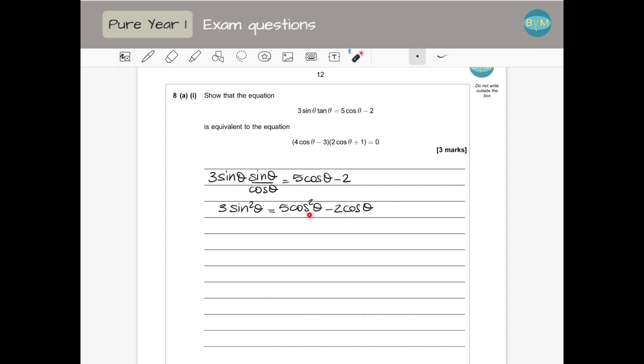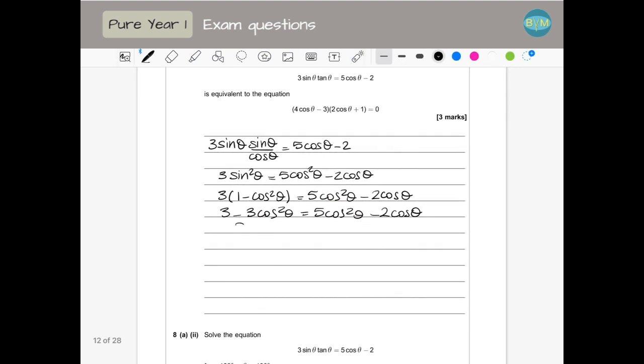And now we have sine squared, and I can change that into cos squared. So I can write 1 minus cos squared, that I know is sine squared. It's going to be 5 cos squared theta minus 2 cos theta. I'm going to expand the bracket, so 3 minus 3 cos squared theta is 5 cos squared theta minus 2 cos theta. And I'm going to simplify and put terms together. So I'm going to put together the cos squared, and I will have 8 cos squared theta minus 2 cos theta minus 3, right? Equals 0.